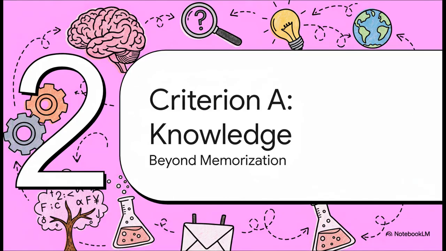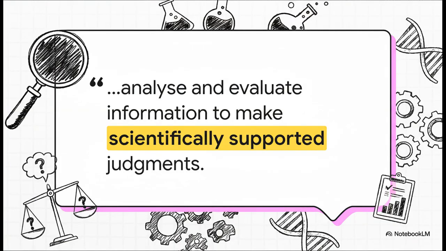Okay, let's kick things off with criterion A, knowing and understanding. Now this is about way more than just memorizing facts for a test. It's really about how you use that scientific knowledge to solve problems and make smart judgments. And just look at the wording here for the highest level. It's not just explain or apply. It's analyze and evaluate. What that really means is you need to start thinking like a real scientist, questioning claims, looking at how other people did their experiments, and forming your own conclusions that are backed up by solid evidence.